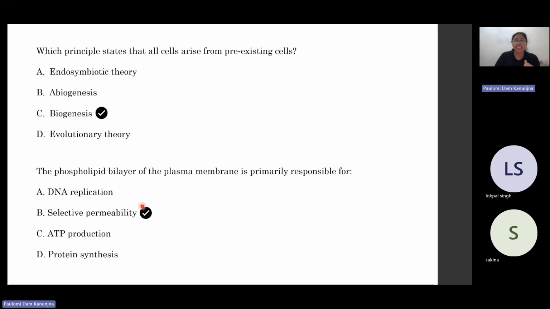Okay. Next one says the phospholipid bilayer of the plasma membrane is primarily responsible for selective permeability. Remember, the cell membrane is called a selectively permeable membrane. Why? Because we have phospholipids. So we have a hydrophobic and a hydrophilic head to the plasma membrane, and that does not allow everything to pass through it, right? Only certain molecules and ions can move across the plasma membrane, and that's why it's called selectively permeable. That's a feature of the cell membrane, right?